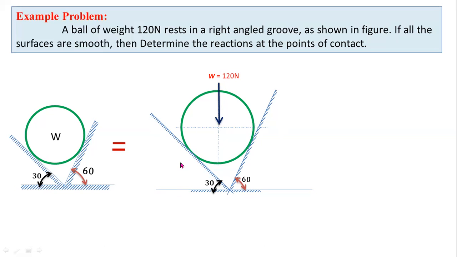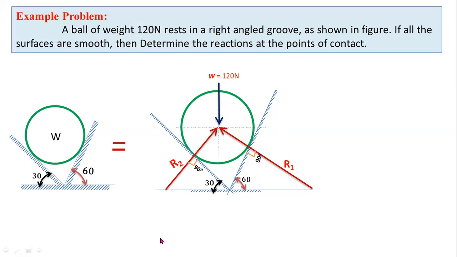Okay, here let R1 be the reaction force between these two surfaces. Already we know that a reaction force always makes an angle of 90 degrees with respect to the support, and R2 is the reaction force between these two surfaces. This one also makes an angle of 90 degrees with respect to this support, and here also 90 degrees.